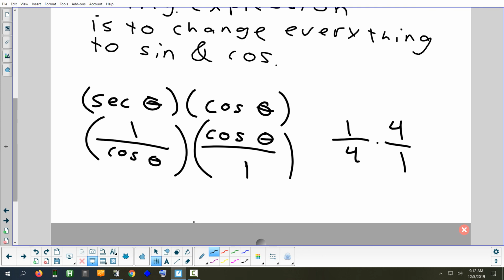Brianna, can you help them out? What's going to happen there? We cancel out. Yeah, what would cancel in this 1 over 4 times 4 over 1? The 4s, right? 4 goes into 4 once, 4 goes into 4 once. Exactly the same thing happens here. You have a cosine in the top, cosine in the bottom, right? Top and bottom cancels out.